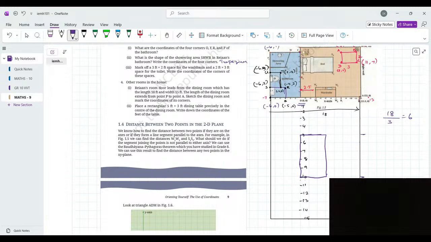So the coordinates are, let me mark this as A, B, C, D. The coordinates of A is minus 5, and for any point on the y-axis, the x coordinate is 0. So 0, comma, minus 5. So this is going to be 0, comma, minus 10. This is 5, comma, minus 10. And this is going to be 5, comma, 5.